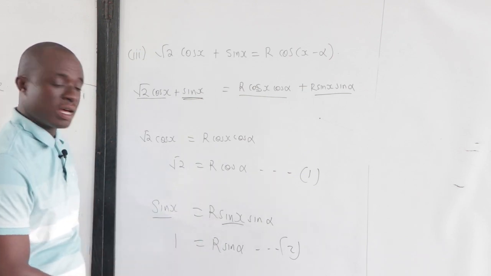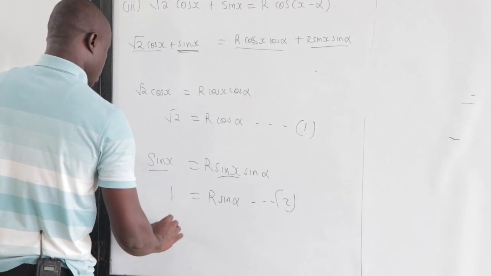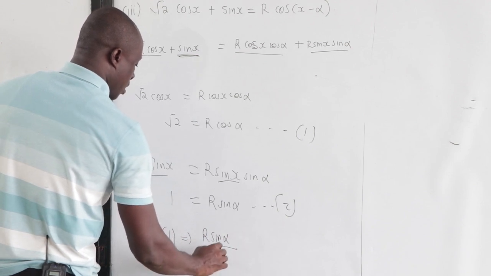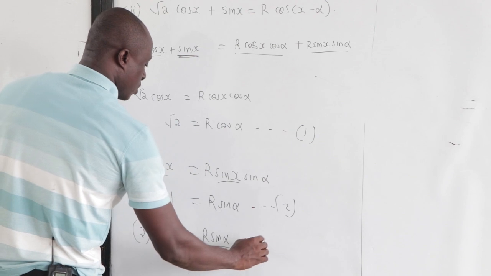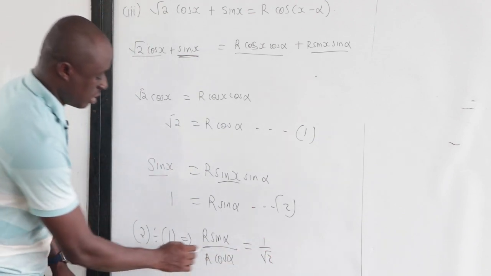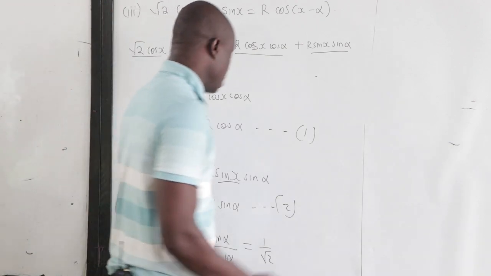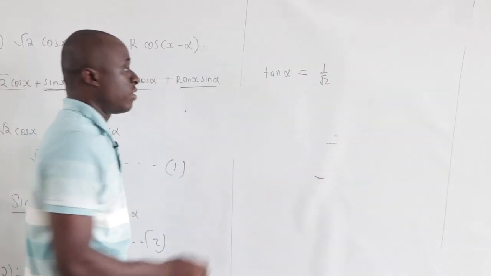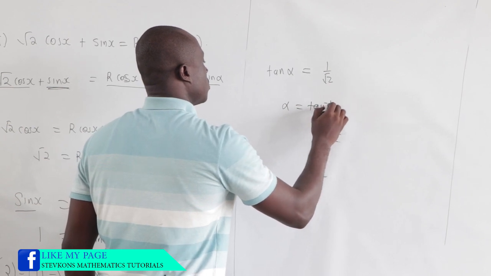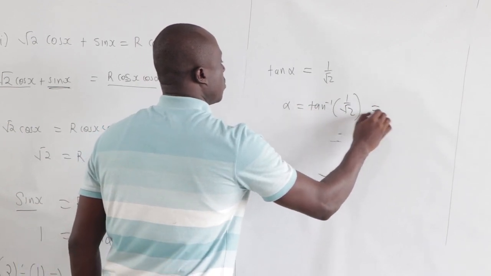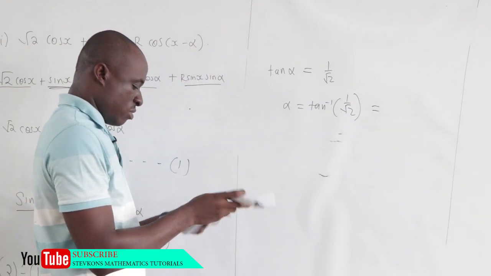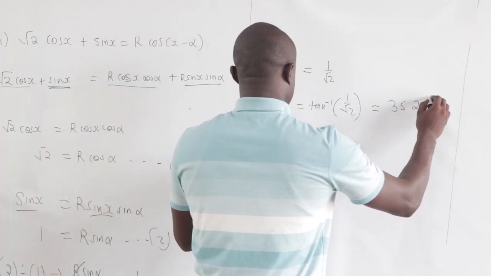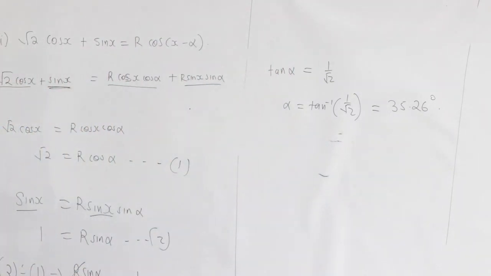Clearly dividing 2 by 1, we have tan alpha. What do we have? r sin alpha all over r cos alpha is equal to 1 over root 2. Now this and this will cancel, sine over cos, that is tan. So we have tan alpha equal to 1 over root 2. Finding alpha, we have alpha equal to tan inverse of 1 over root 2. Now what is tan inverse of 1 over root 2? And this is giving us 35.26 degrees.